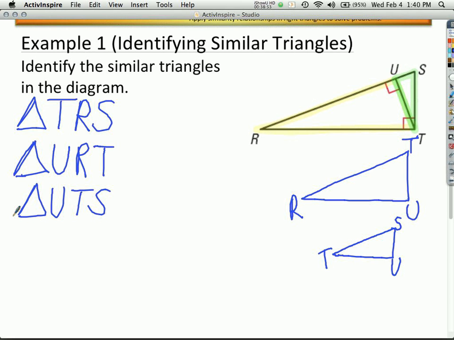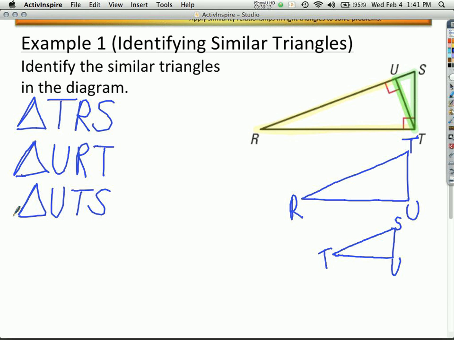So we're able to identify the similar triangles. This is just laying the foundation for what we're going to be doing next. Does anyone have any questions? Because eventually, you've got to be able to do some of this mentally. You're going to start out today drawing pictures, but we're going to eventually be able to do it mentally.